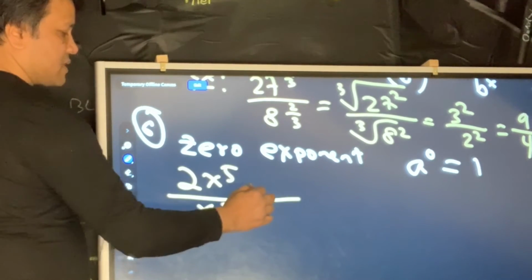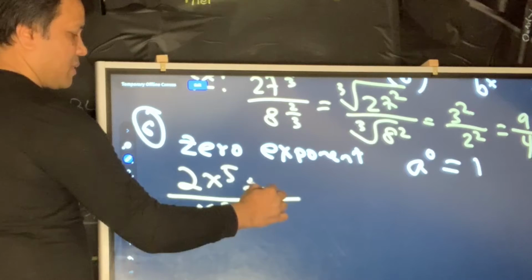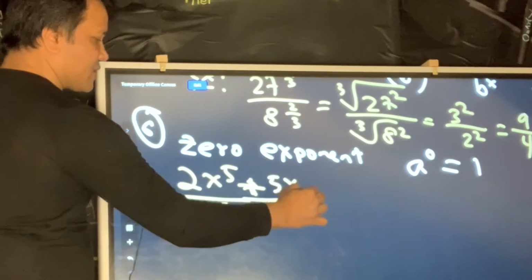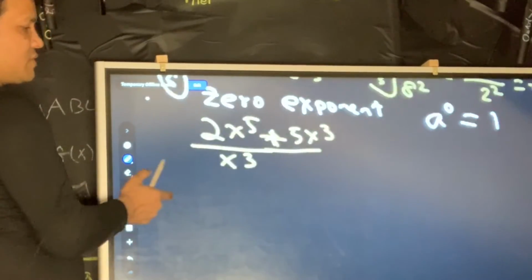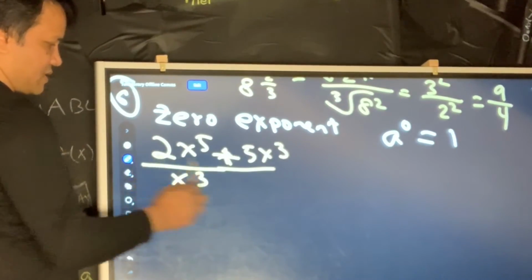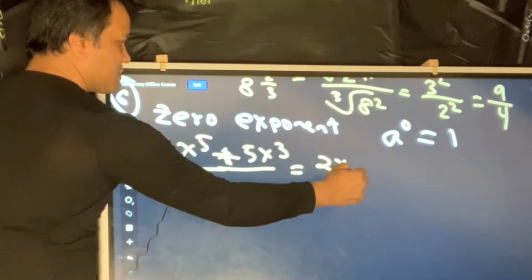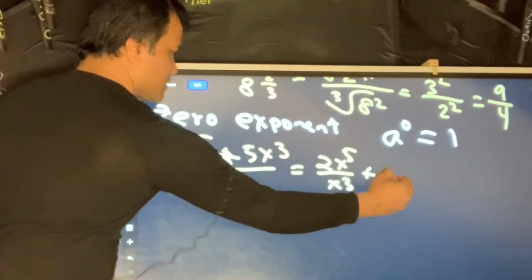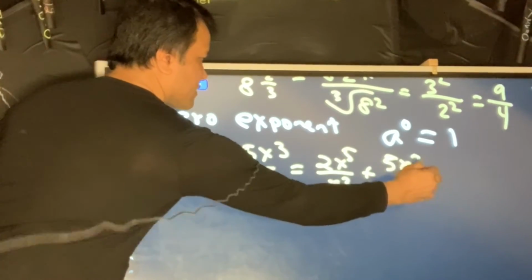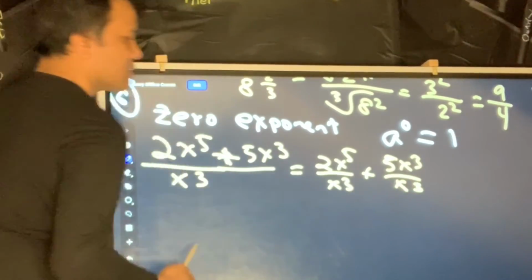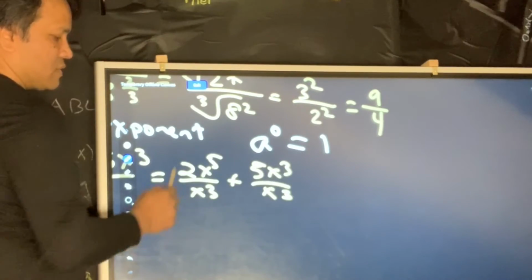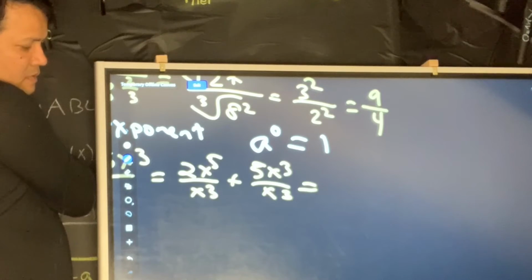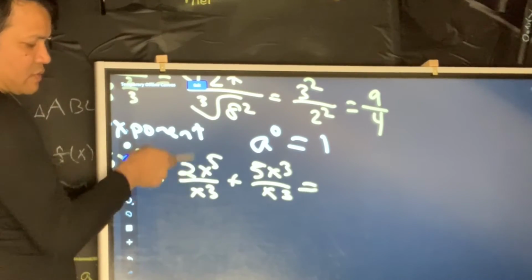Take (2x^5 + 5x^3) over x^3. We can do divide and conquer. So 2x^5 divided by x^3, plus 5x^3 divided by x^3. First we're going to use the quotient rule, here and here.